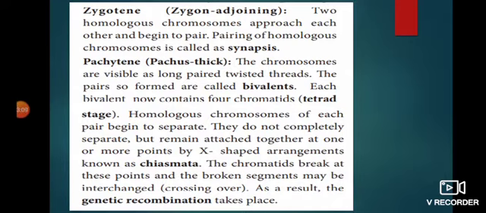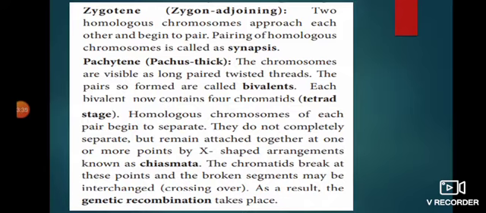Then the third stage is pachytene. Pachus means thick. The chromosomes are visible as long paired twisted threads. The pairs so formed are called as bivalents. Each bivalent now contains 4 chromatids. So it is called as tetrad stage also.